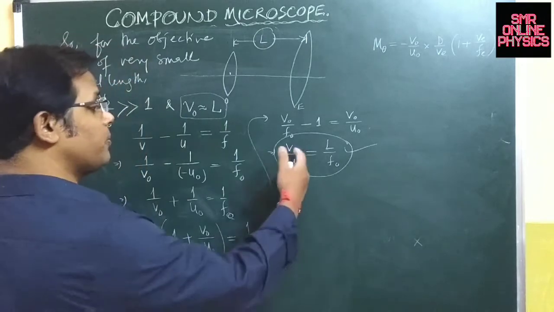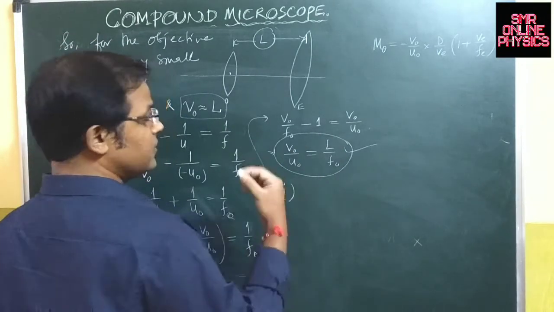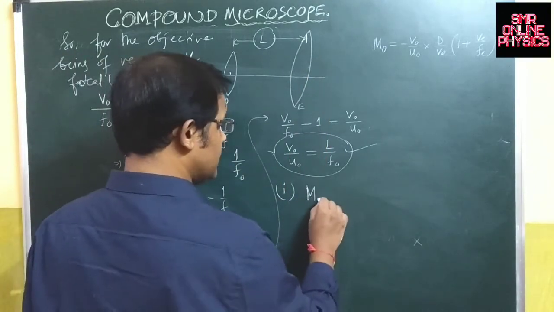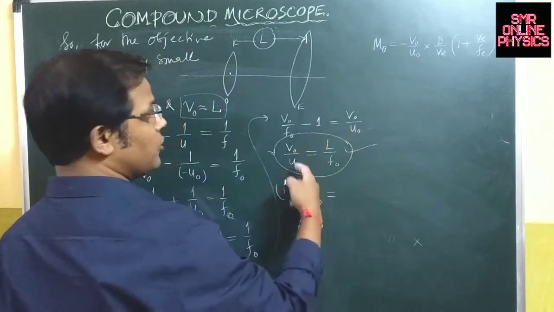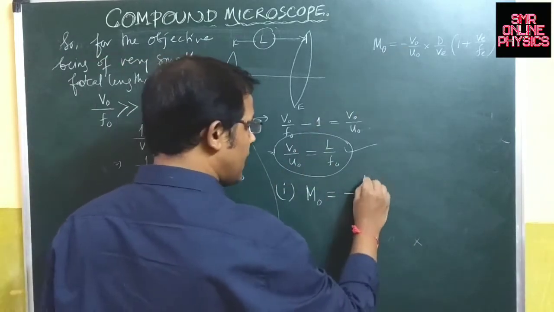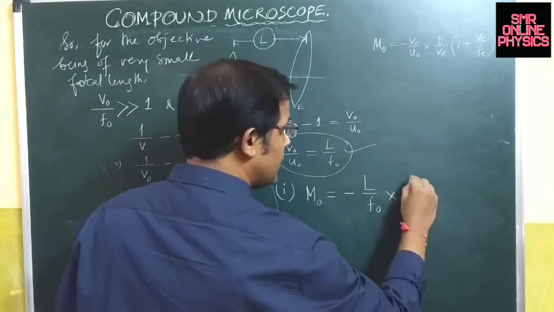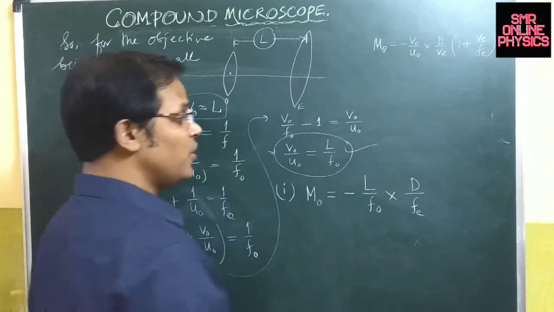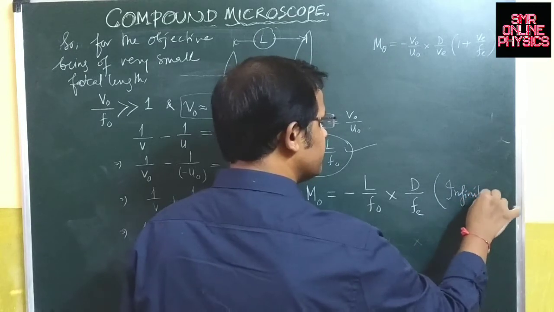Great. So if V naught by U naught is this, then we can go for the first case. M theta is equal to, there's a minus over there, V naught by U naught, so minus L by F naught multiplied by D by Fe. For which position is this true? When the image is formed at infinity.